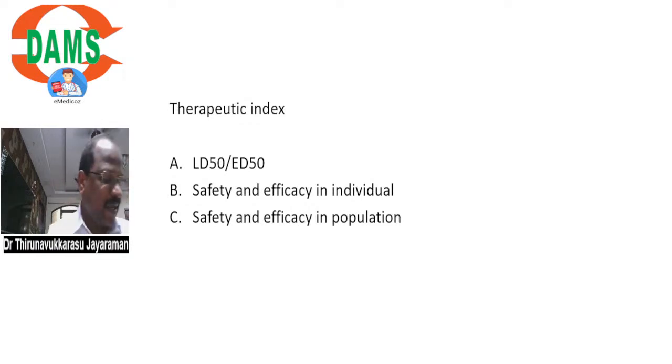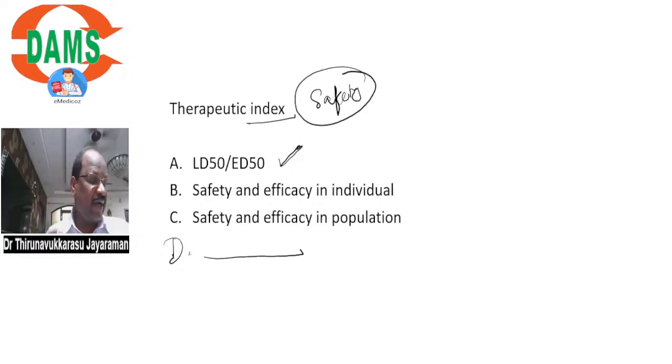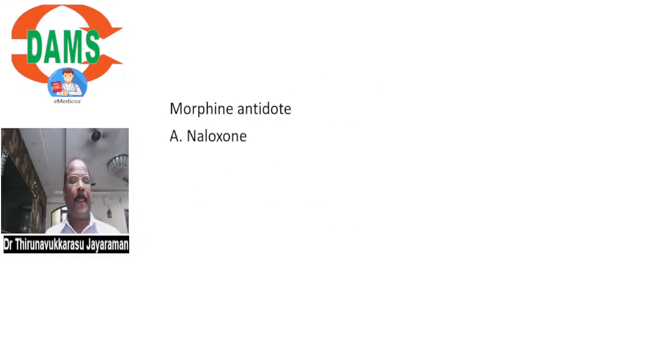Yeah, now look at me. Therapeutic index. This question I think is easy. It's LD50 by ED50. I don't know what the fourth option is. Can you recall the fourth option? Therapeutic index indicates LD50 by ED50. Actually, it indicates safety of the drug. It's not efficacy, it's safety. Therapeutic index indicates safety.